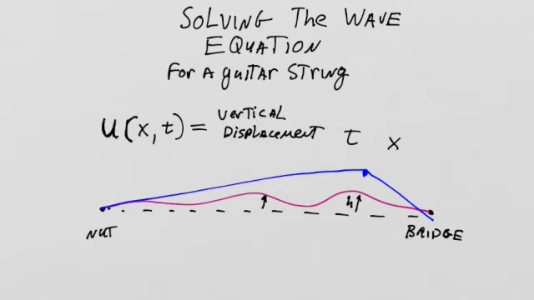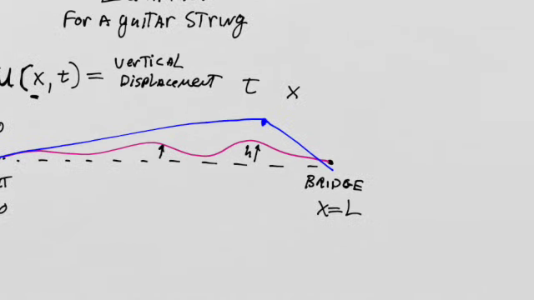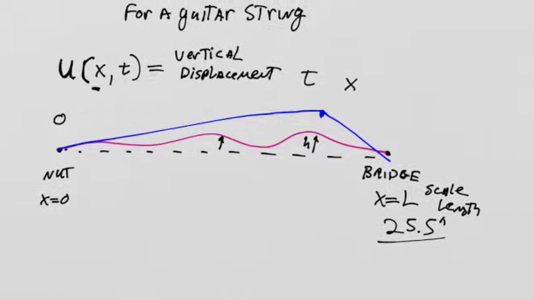So that means if I pick one time, say a millisecond, that's a thousandth of a second after I release the string, and I fix that time and start changing x from 0 at the nut, x equals 0, to the bridge, where x will equal, and we'll call it L. And L is the scale length, right? So this will be the scale length of your guitar, which for all cool guitars is 25.5 inches, right?